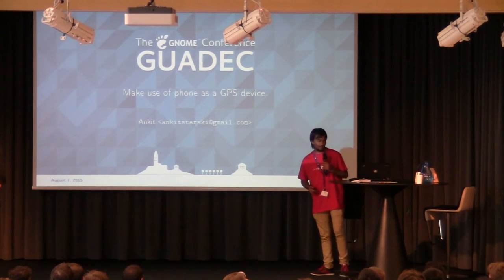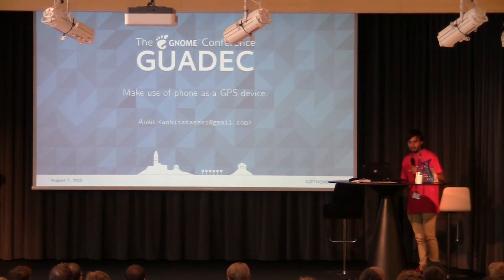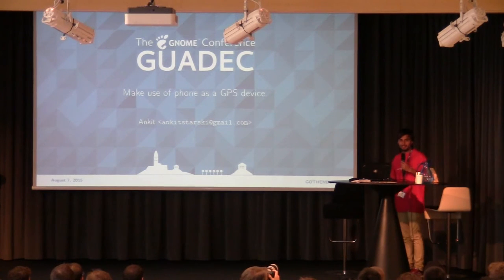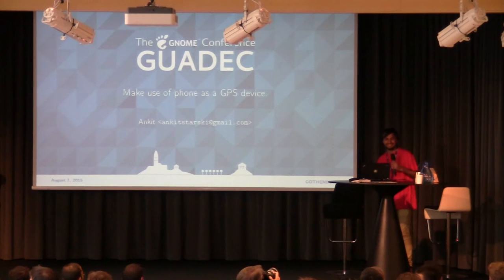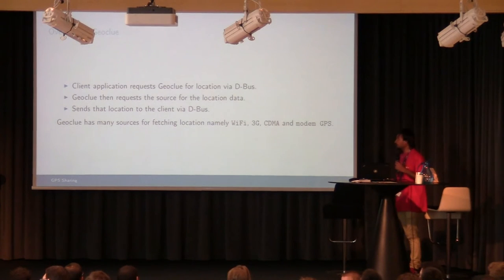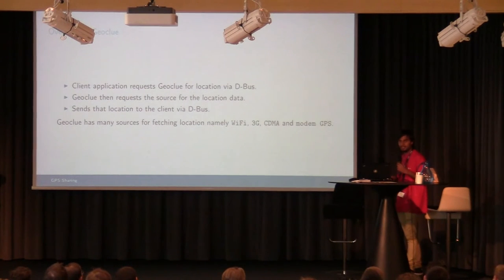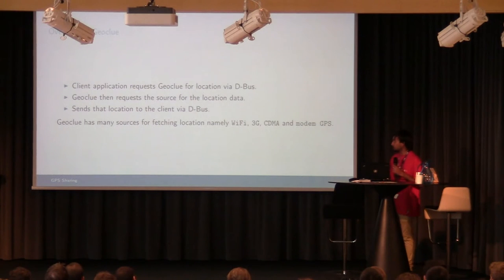So, welcome everyone. My project is on GeoClue, and as you can see, it's GPS shared. My mentor is Zeeshan Ali, he's present right here. First, I would like to talk a little about GeoClue. GeoClue is a D-Bus application that helps GNOME applications to get the device's current location. GeoClue handles all background details, where it gets the location from, whether it's GPS, 3G network, or even Mozilla location services or other location services.